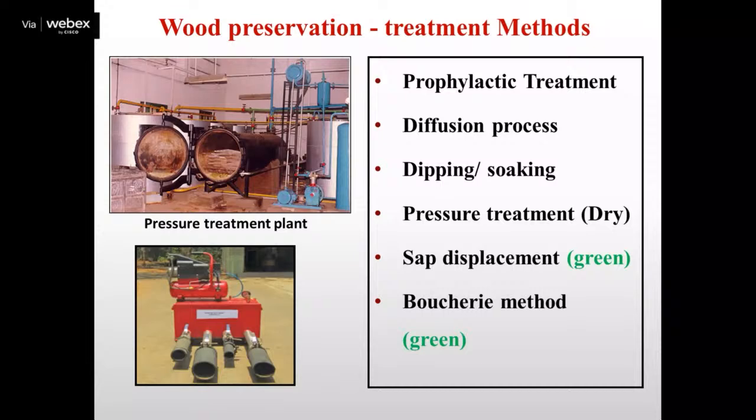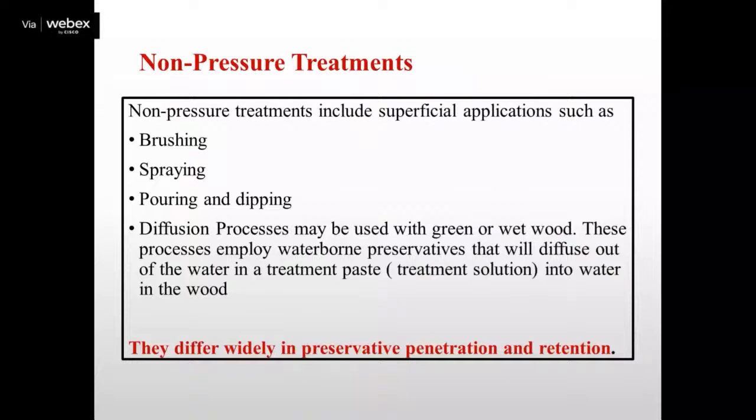Now for the preservation treatment, there are different methods. The wood preservation treatment methods are, first, prophylactic treatment or the remedial treatment method. Second, diffusion process, dipping or soaking method, pressure treatment method, sap displacement method, and Boucherie method. Boucherie method is also a pressure treatment method, but it is a different technique for treating green timbers or bamboos. For handicrafts, we can use non-pressure treatments. Non-pressure treatment includes superficial applications such as brushing, spraying, pouring and dipping, and the diffusion process. Diffusion process may be used with green or wet wood.